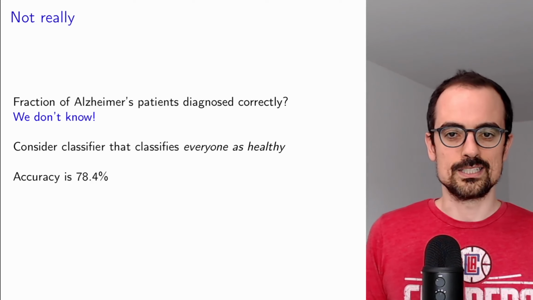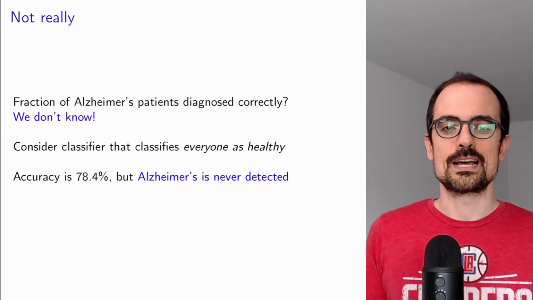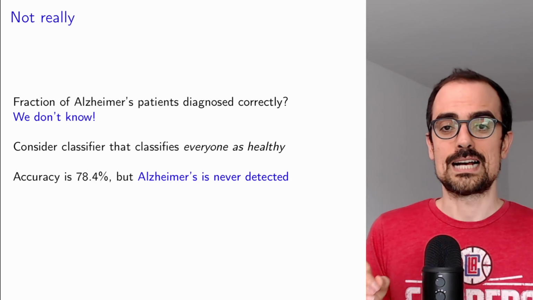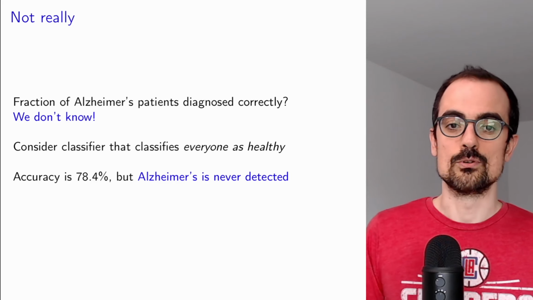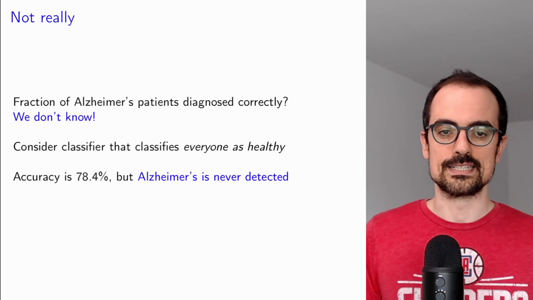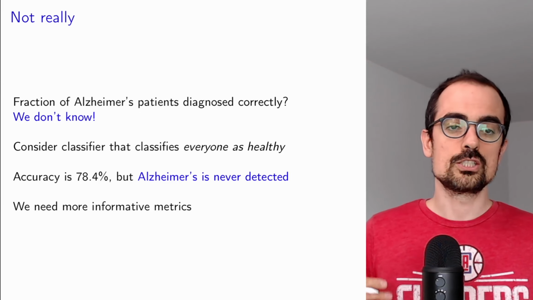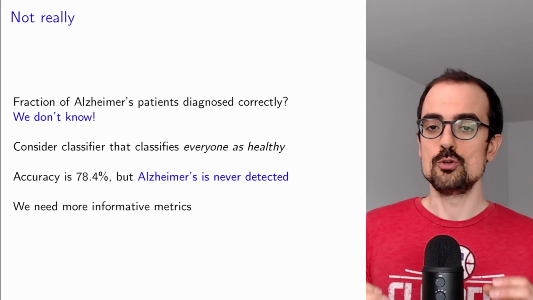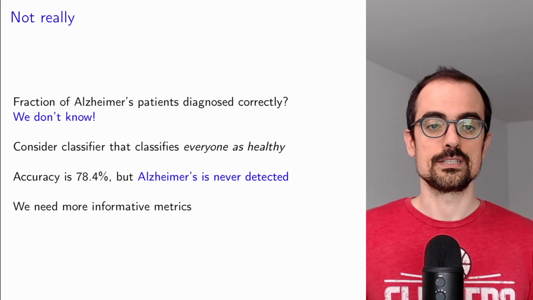But now, if you ask this question again, what's the fraction of Alzheimer's patients diagnosed correctly? It's 0. Because Alzheimer's is never detected. We're just saying that everyone is healthy. So clearly, we need more informative metrics because in many applications, you might not only care about accuracy.